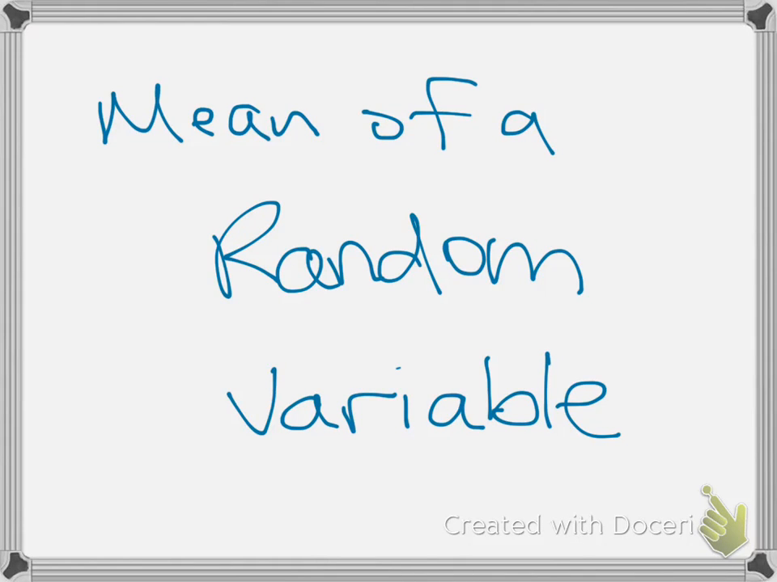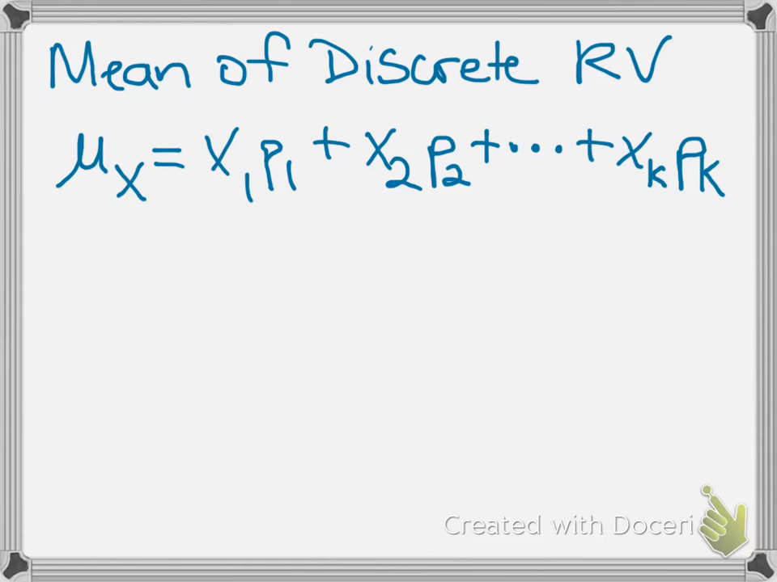Last week we talked about two types of random variables, discrete random variables and continuous random variables. In this video we are going to talk about how to calculate the mean, again the average, of a discrete random variable. And there's a pretty simple formula for calculating the mean of a discrete random variable. And this is the formula that you see on the slide right now.